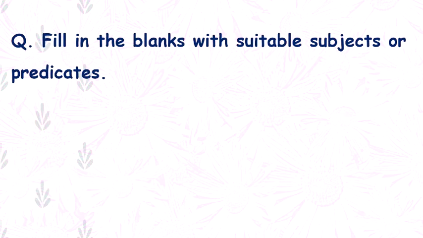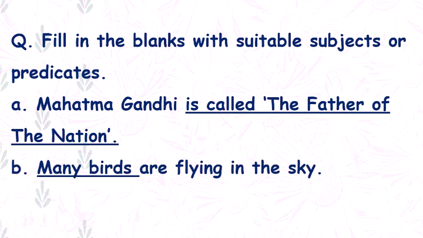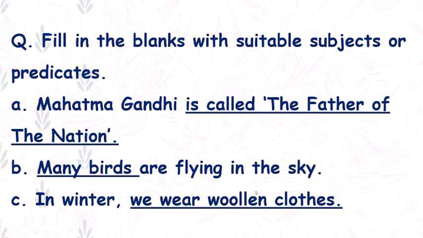Let us see what I have written as answers for you. Mahatma Gandhi is called the father of the nation. Many birds are flying in the sky. When children you do these kind of things, please take care of your verb. Verb is are. So a plural verb is there. So subject has to be plural. Okay? You cannot write bird. That will be wrong. Alright? So whatever your answer is, it should be a plural subject. In winter, we wear woolen clothes. So this can be your sentence.